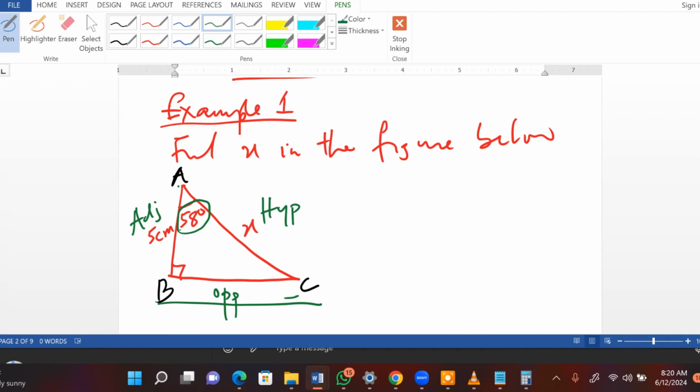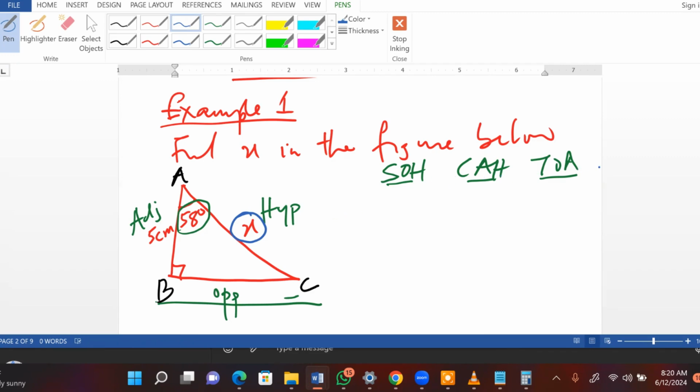Having said that, we have labeled the sides. Now it remains, how do we determine which of SOH, CAH, TOA to use to solve this problem? Is it going to be SOH? Is it going to be CAH? Is it going to be TOA? That is the next thing we are going to do. We are looking for x, and x is what? Hypotenuse.